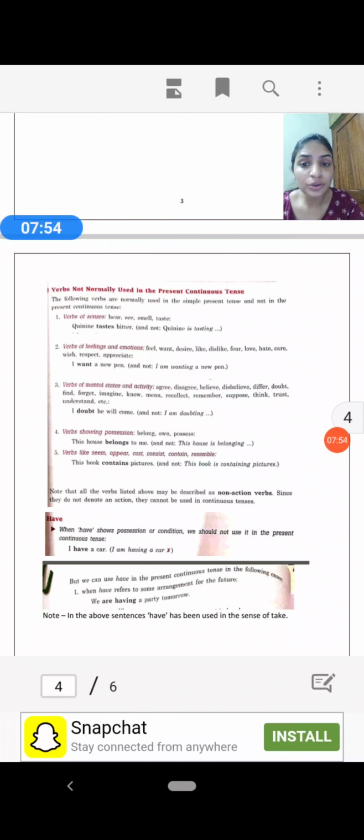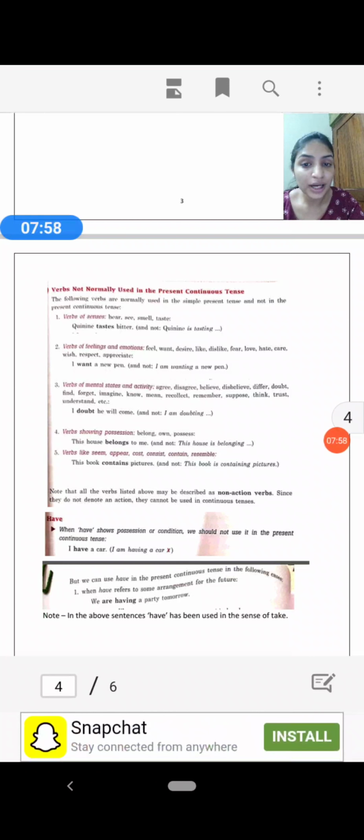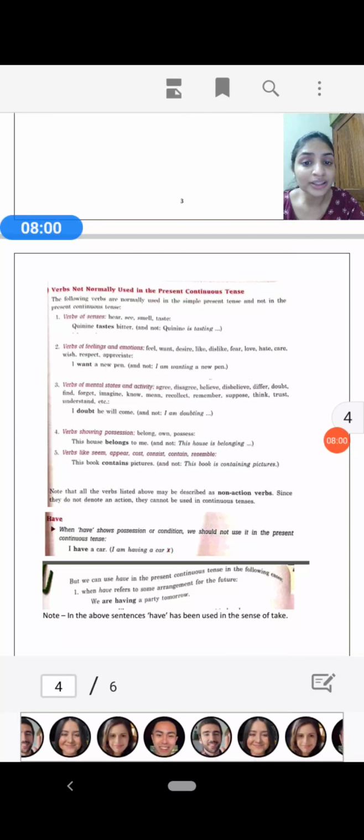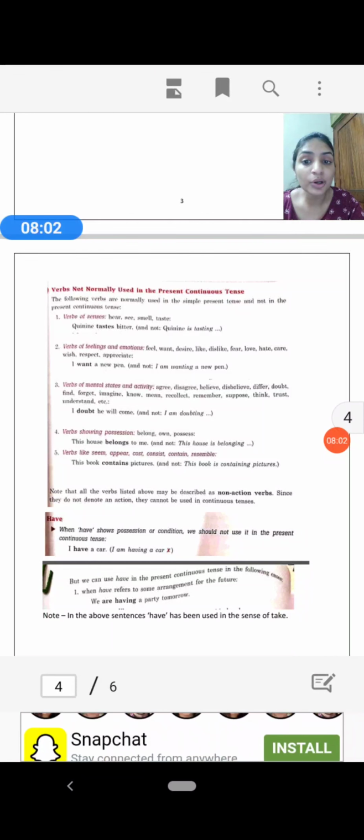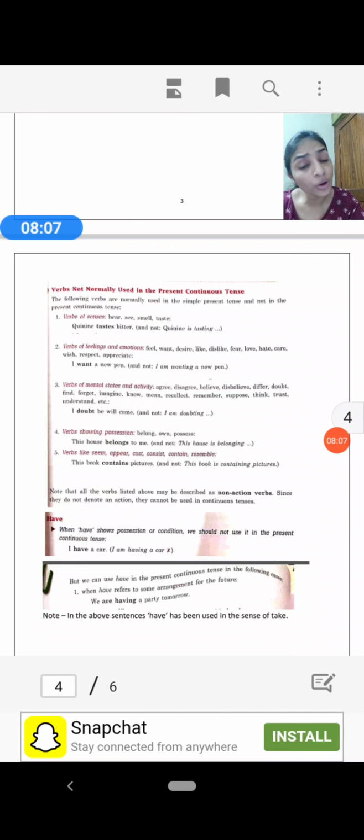Okay, so they are saying quinine tastes bitter and not quinine is tasting bitter, because you are saying that quinine tastes bitter. So you are saying that they always taste bitter. It's not that they are tasting bitter right now, they always taste bitter.